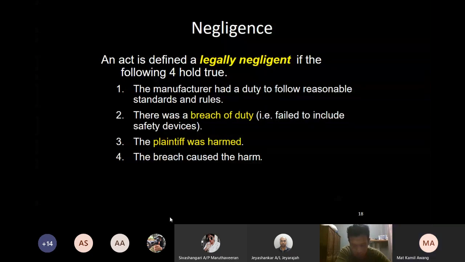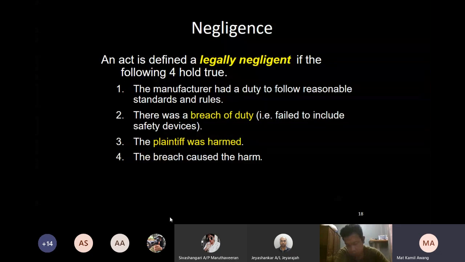And the third, somebody is harmed with respect to that breach. And fourth, the breach actually causes the harm to the plaintiff. So if these four factors exist, therefore, it is called legally negligent.